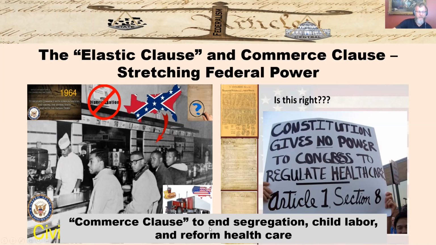Why? They had to end segregation. It was hurting our economy. Child labor is not good for kids, so that hurt our economy. Healthcare, whether you think it's an important part or not, is up to you, but it's something the government stepped in and changed. So is the Commerce Clause similar to anything? Yeah, it's the Elastic Clause. It says it right there. They're similar, a stretching of federal power. It's a question on the test.